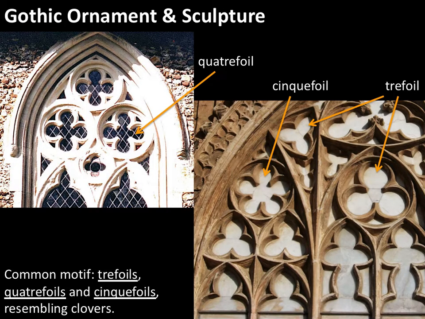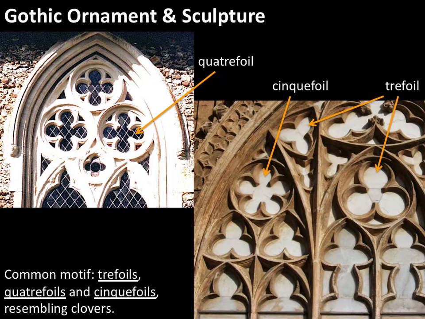In terms of ornament and sculpture in the Gothic period, we see some recurring motifs. In addition to the pointed arch, we see a lot of geometrical shapes and shapes within shapes within shapes. And a very common motif that you've seen quite a lot of here today, actually, is based on a look that's kind of like a clover. So there's different numbers of leaves you can find. The quatrefoil has four lobes or four leaves. Cinquefoil has five. The trefoil has three.